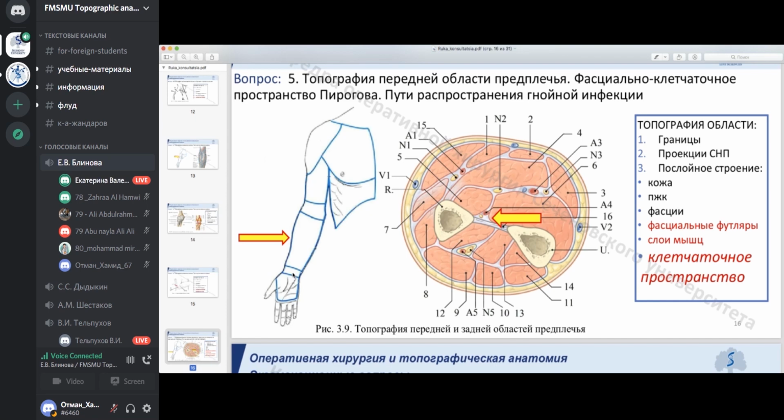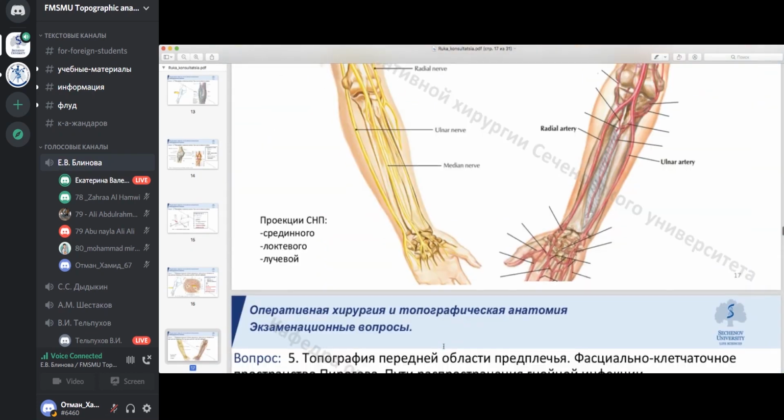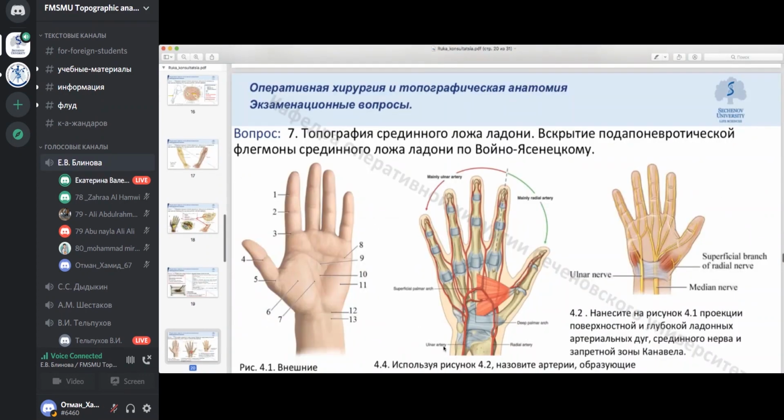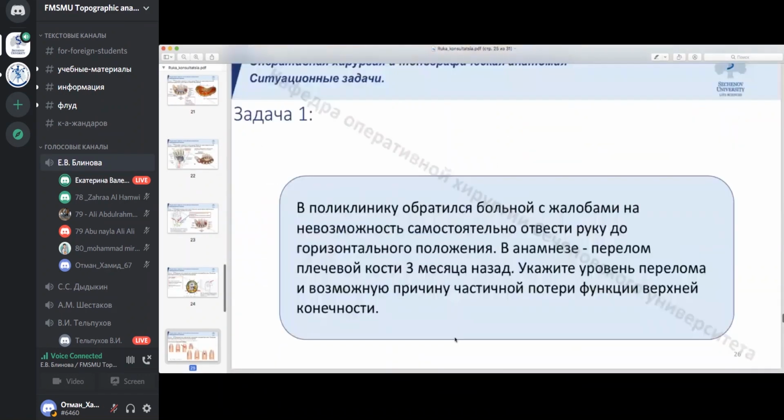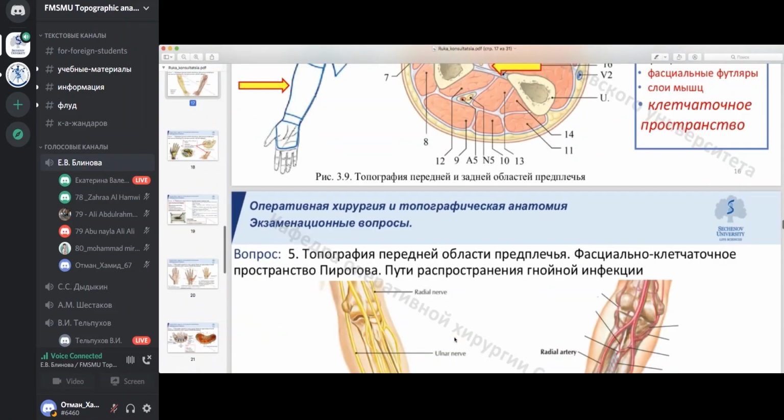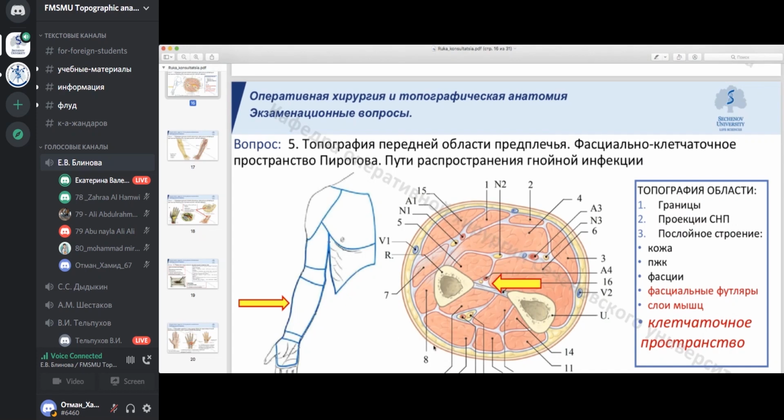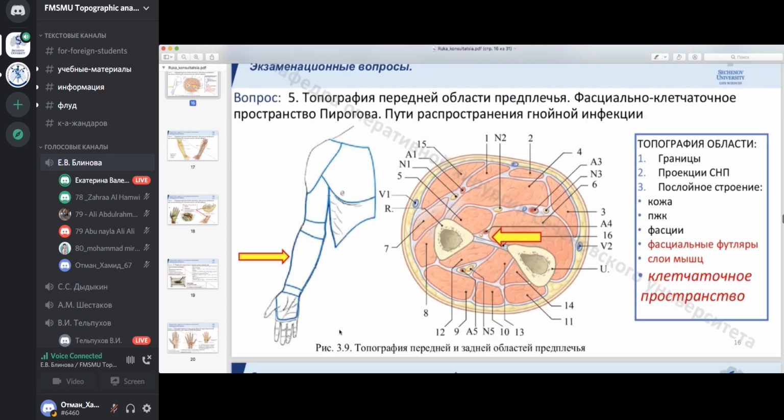Symptoms of injury of the median nerve: the patient will have an obstetrician's hand and lose sensation on the palmar surface of the thumb, index finger, and half of the third finger. And symptoms of injury of the radial nerve: the patient loses sensation, but where? Posteriorly. Firstly, a drop hand, and loss of sensation on the dorsal surface of the thumb, index finger, third finger, and half of the fourth finger.